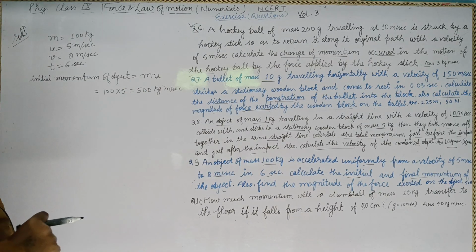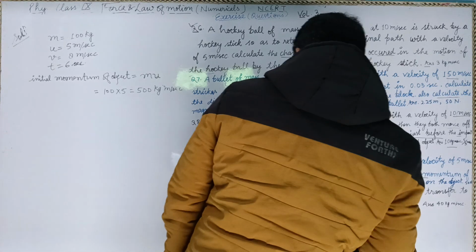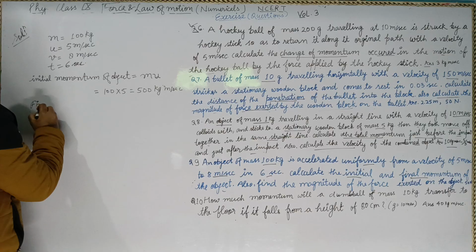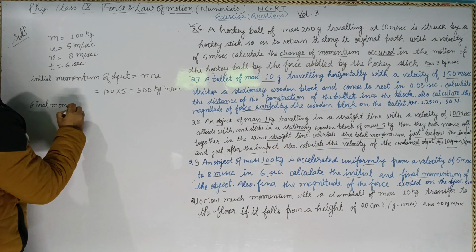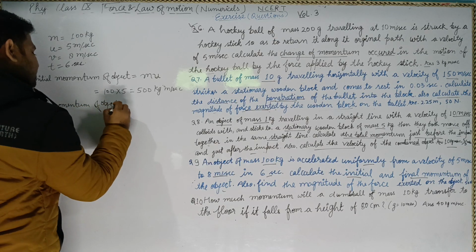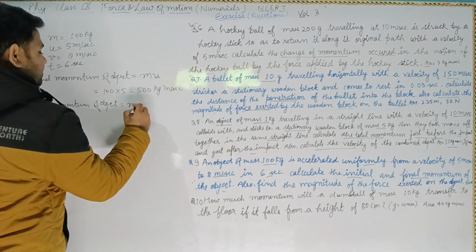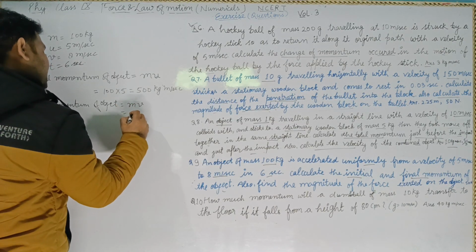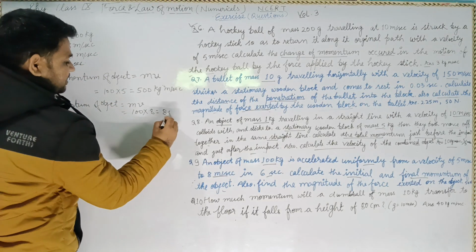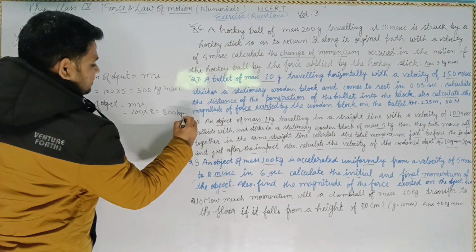Number 1. Calculate the initial and final momentum of object. Final momentum of object is m into v. M is 100 and velocity v is 8, so 800 kilogram meter per second.